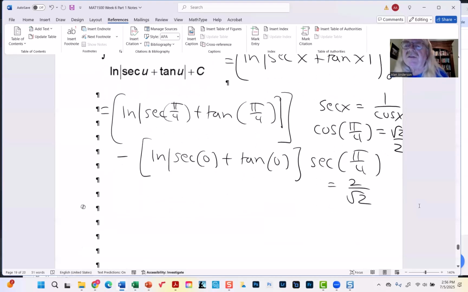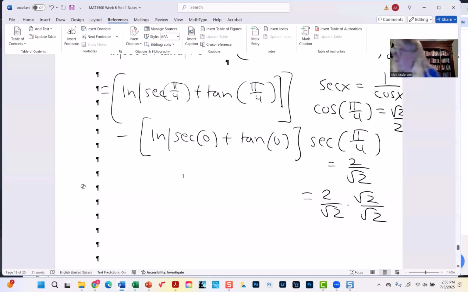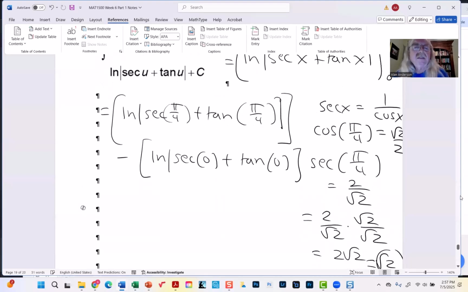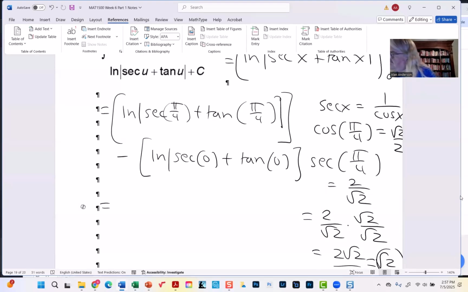But we normally rationalize ratios like this. We don't like to have square roots in the denominator because they're irrational numbers. So instead, we'll write it like this. All right, so we end up with 2 radical 2 over 2, which is radical 2. So we have the log absolute value of radical 2. The tangent of pi over 4, we can look up directly with the calculator, which is 1. Well, that worked out nicely.